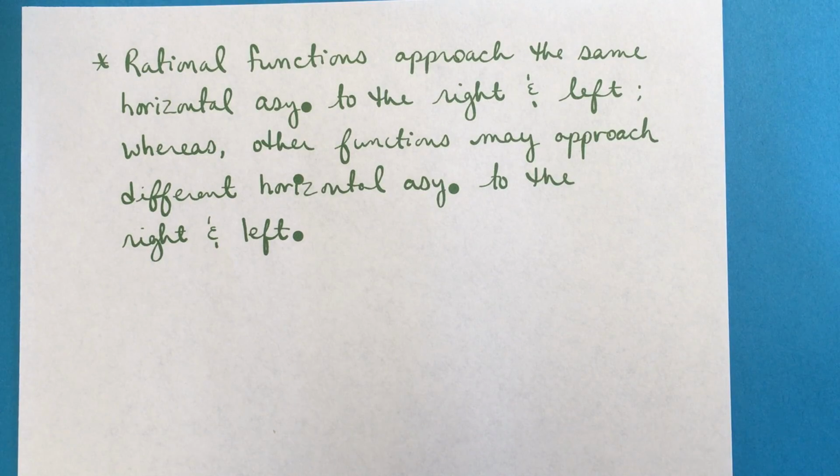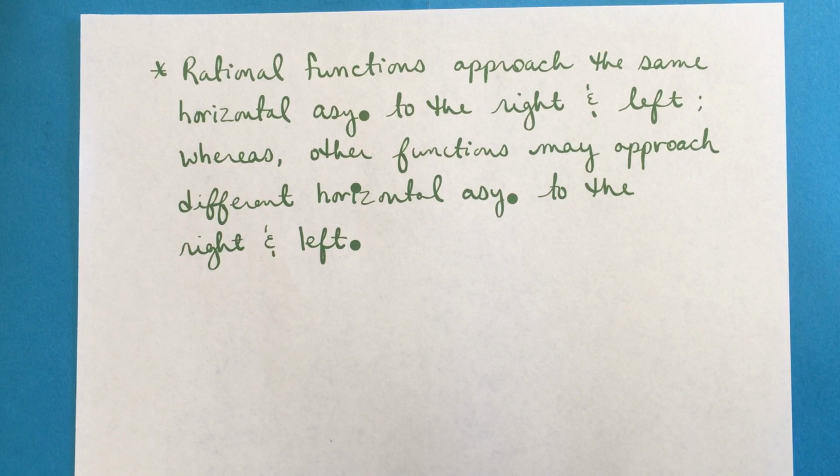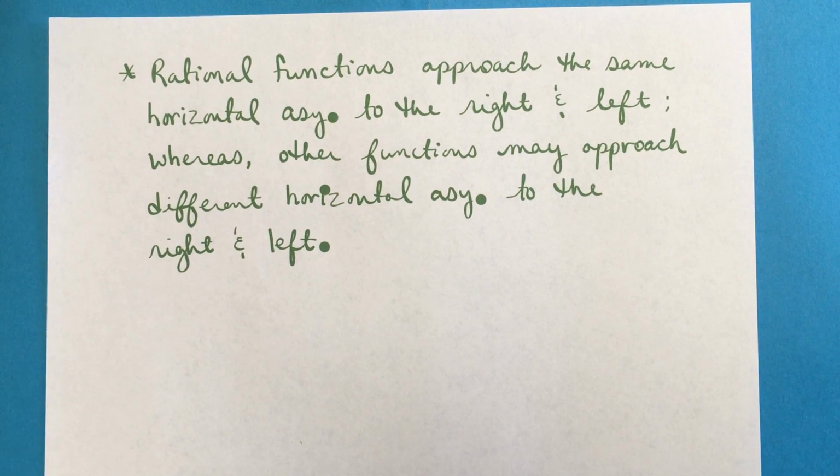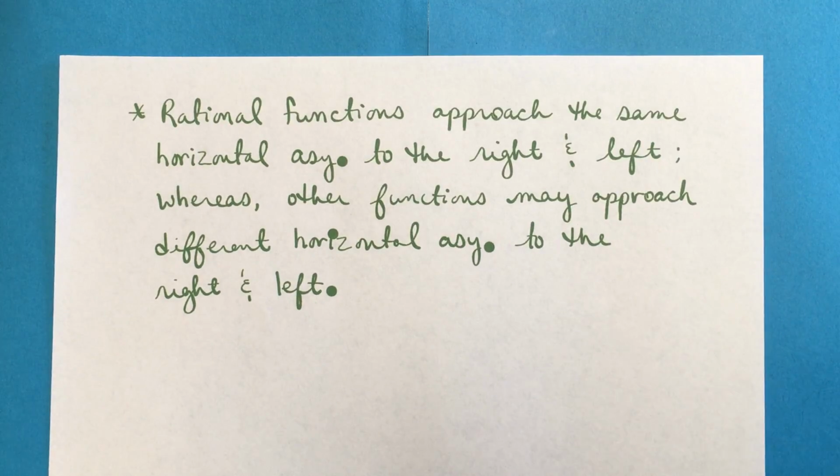But if you have some other type of function, you can have different asymptotes. Okay, so you can have more than just one asymptote with some functions, and that's actually what you see on this next example.